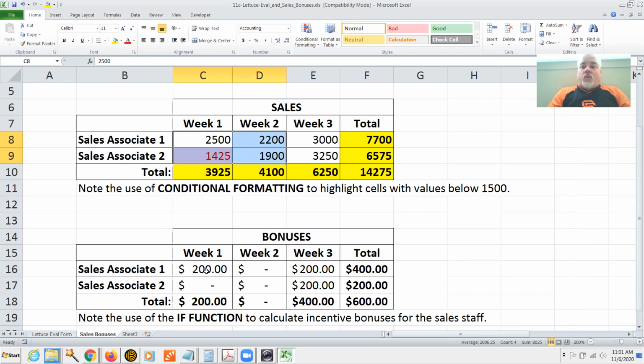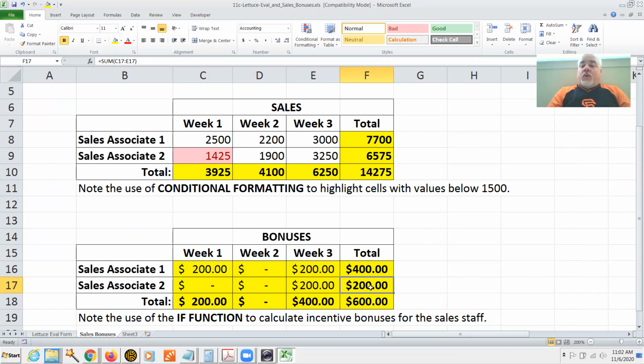Sales associate 1 in week 1 gets the $200 bonus. No other bonuses in that week. No other data above or equal to 2,500. But they both nailed it in week 3. So they both get their 200, and then you add it up or sum it. So at the end of the 3-week period, sales associate 1 gets 400 extra dollars thrown onto their paycheck. Sales associate 2 gets $200 bonus thrown onto their paycheck.